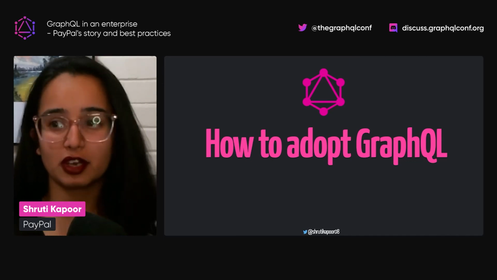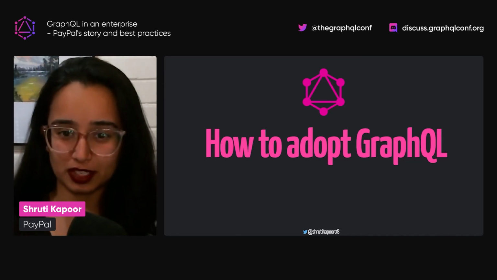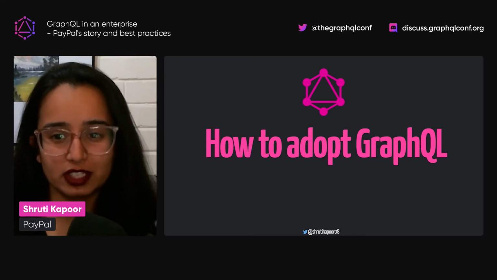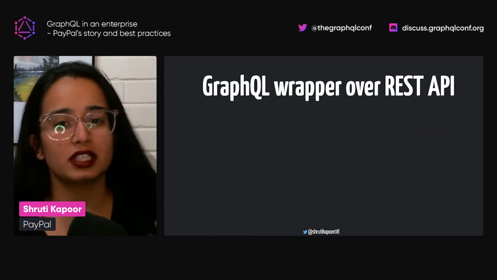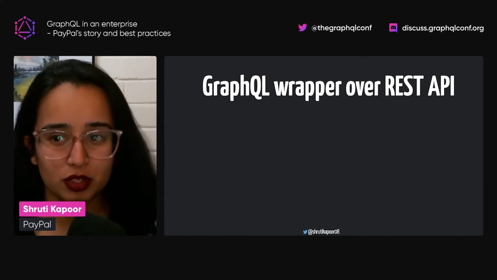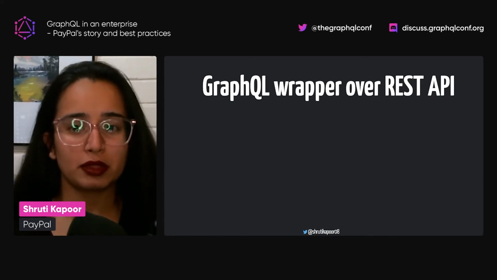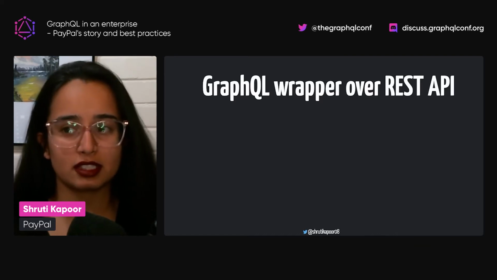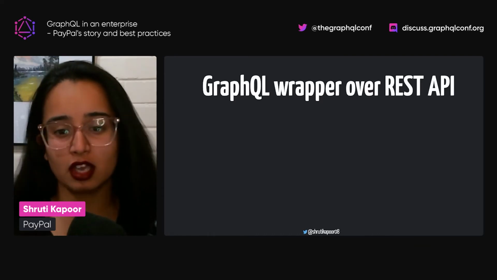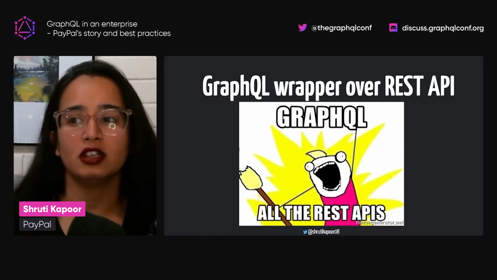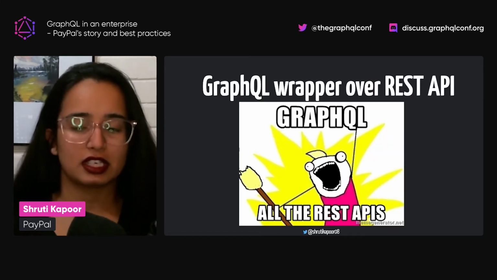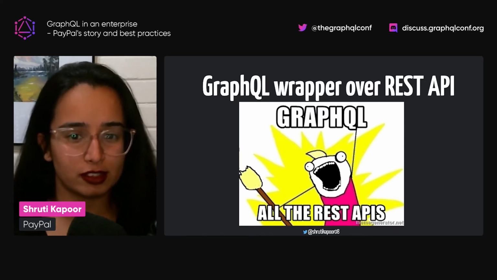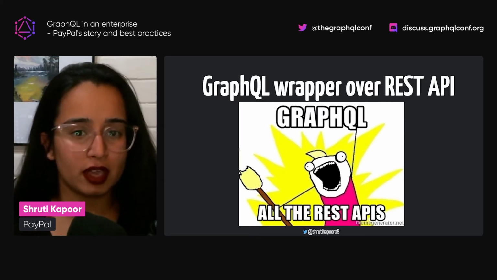Now, if you are interested in adopting GraphQL in your own company, here are some approaches of adopting GraphQL in an enterprise. The first one is that you can have a GraphQL wrapper over REST APIs. This is probably the most common technique of using GraphQL in an enterprise. Let's say that you have a REST API. Basically, you can convert your REST API into a GraphQL API and see if that GraphQL API fits your needs.